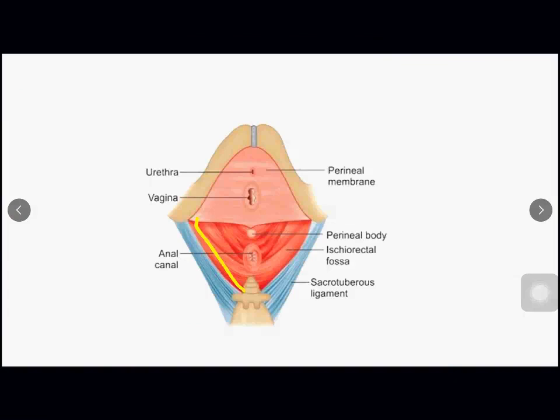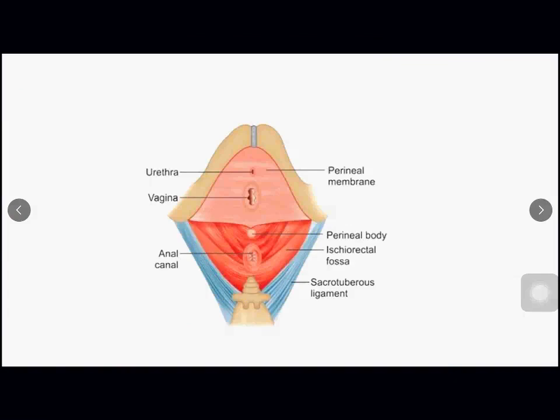Now coming to the anal triangle, which is the posteriorly placed triangle. So you can tell me the boundaries. Anteriorly you have the imaginary transverse line drawn between the 2 ischial tuberosities, or the posterior border of the perineal membrane, forming the anterior boundary of the anal triangle. Posteriorly you have the sacrotuberous ligament, and the sacrum and coccyx will be the posterior boundary. So this triangle is your anal triangle.